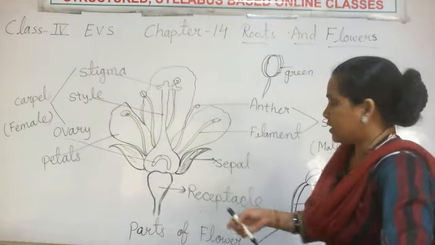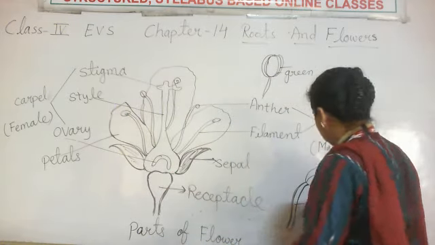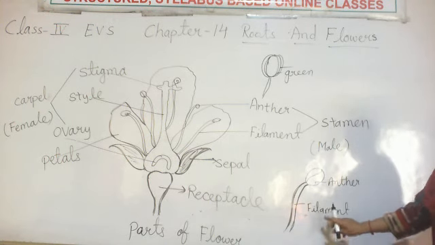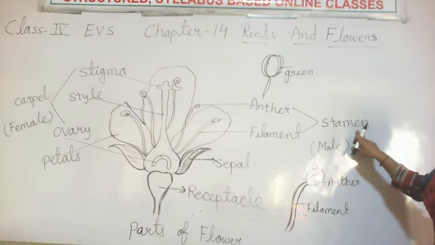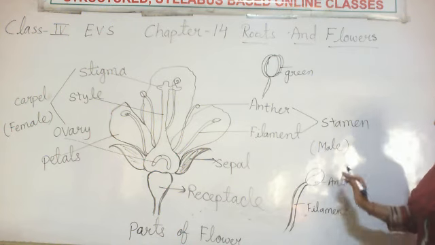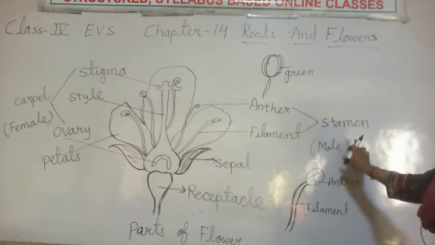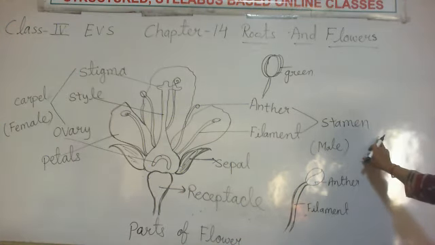Clear? Means these part, anther and filament, make a stamen. Clear? How many parts in the stamen? Two parts. That is anther and filament. Clear? And stamen is the male part of the flower.